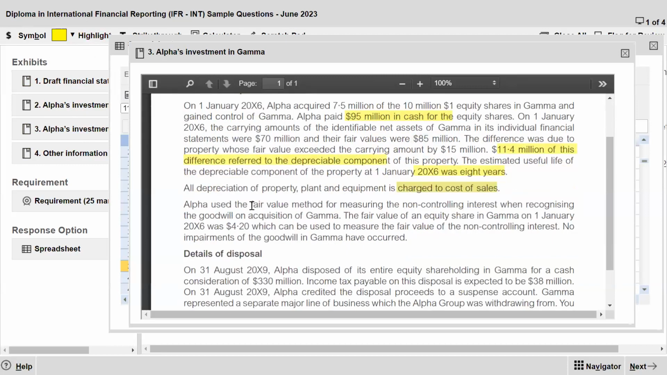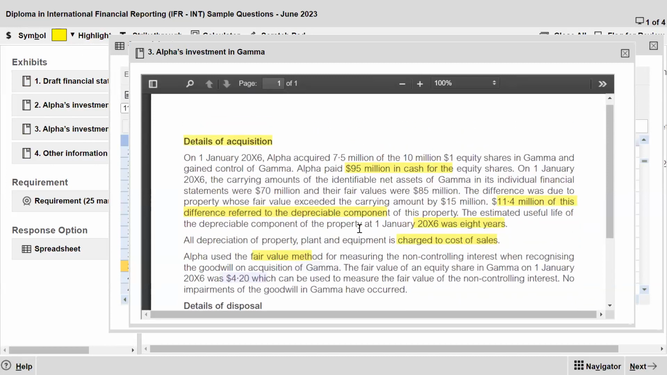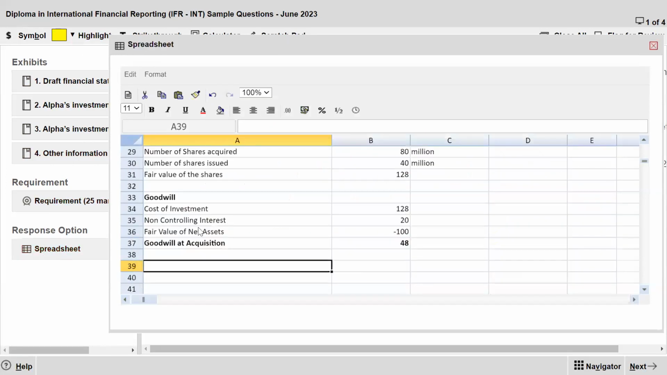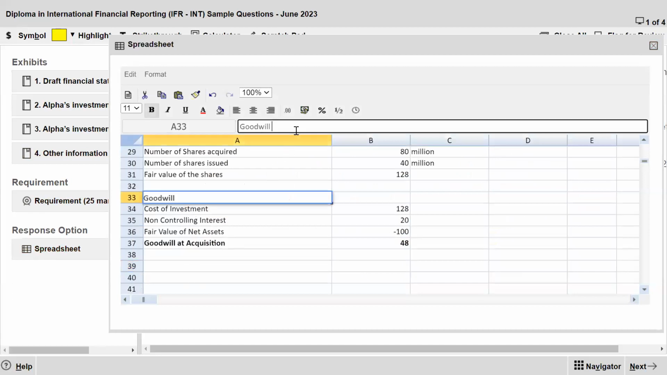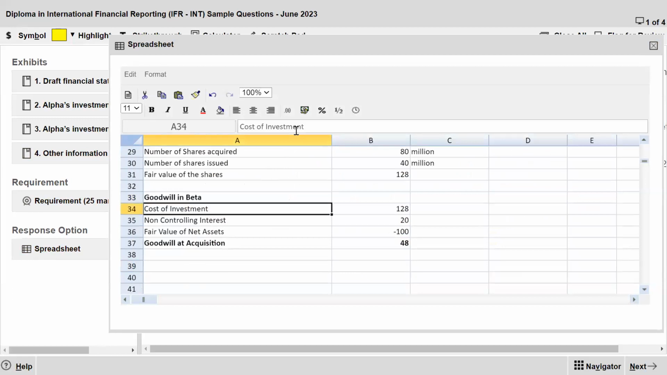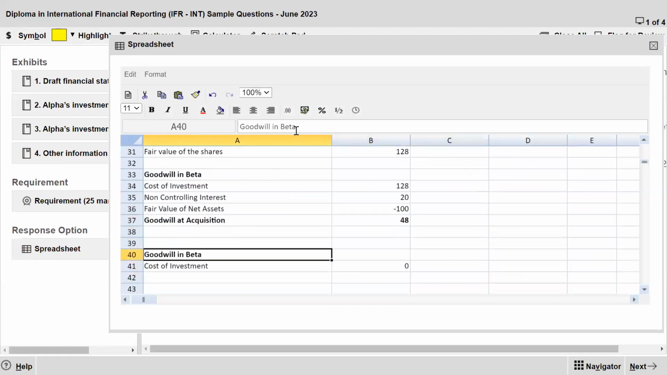Alpha used the fair value method for measuring the non-controlling interest when recognizing the goodwill on acquisition of Gamma. The fair value of the equity shares was used to measure the NCI. No impairment of goodwill has taken place. Now, let's just try to do this one. This was the goodwill in Beta. Now let's try to do the goodwill calculation in Gamma. Goodwill in Gamma.